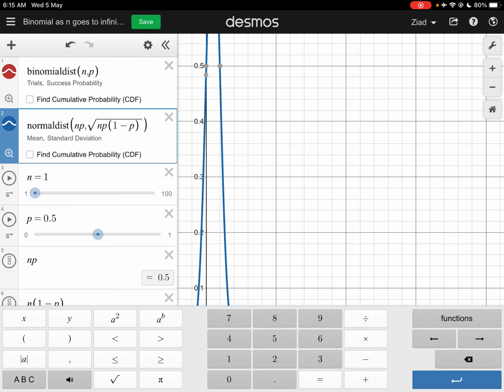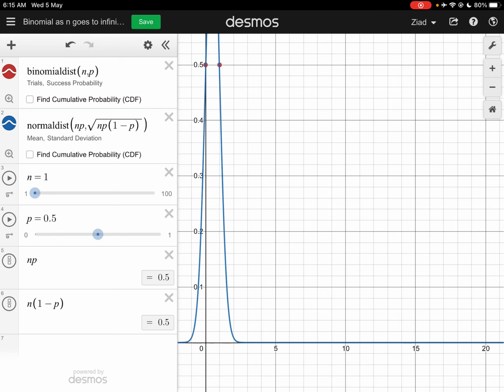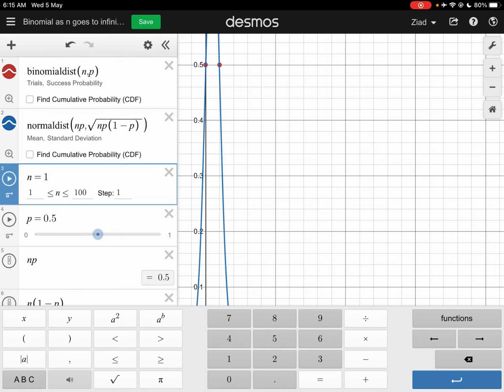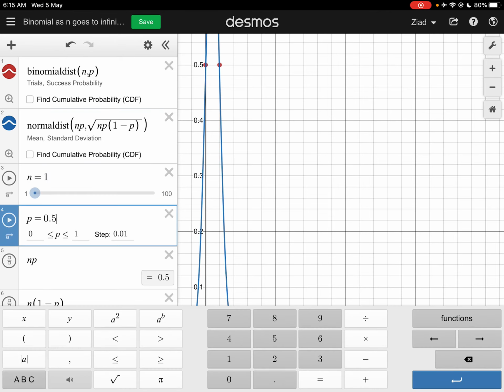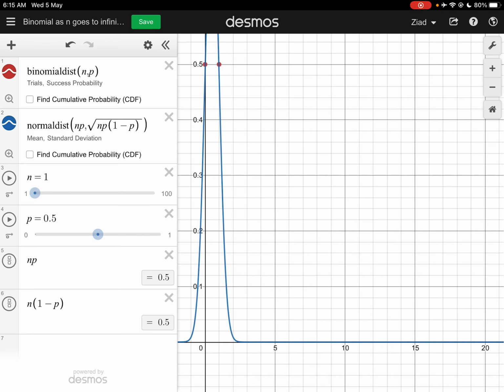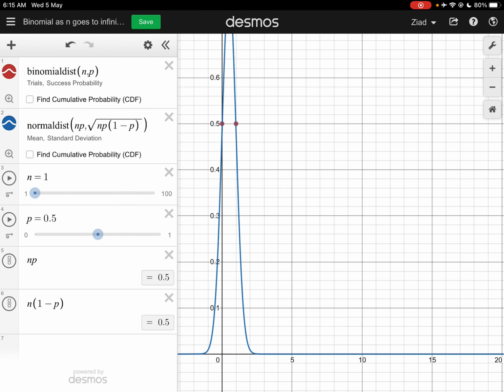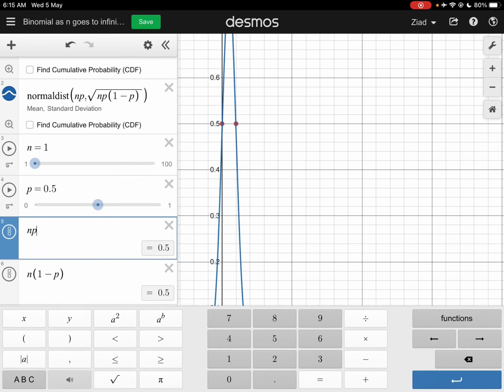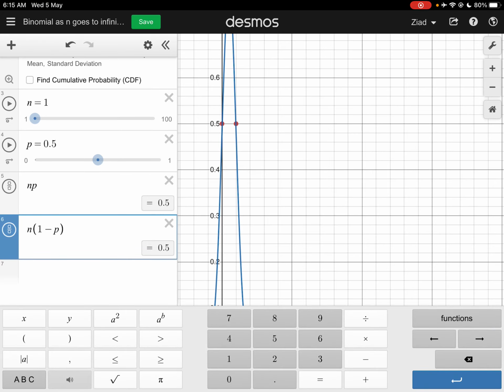So I'm going to leave both of them here, and you can see that here n is 1, and I chose the probability of success to be 50%. What I would like you to do now, as I increase this n, look at the graph on the right side, and also at the same time keep an eye on np and n times 1 minus p. We want both of them to be at least 5. So keep an eye also on these numbers.